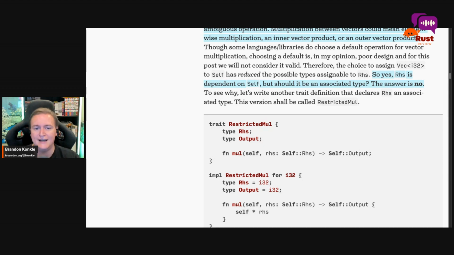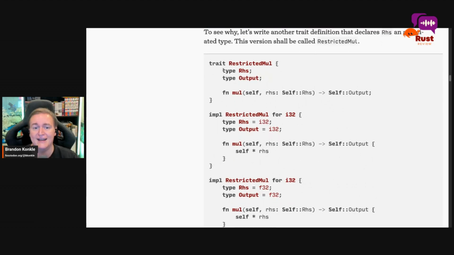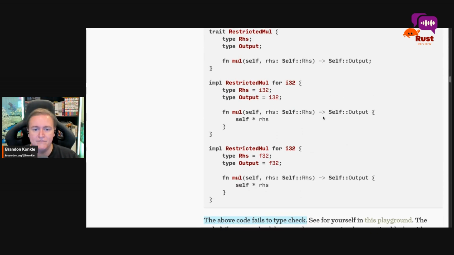Our right-hand side doesn't map to one right answer. It maps to a reduced set of possible answers. And so he says that means that it should not be an associated type. And so he illustrates why by creating a trait that has both right-hand side and output as associated types on it. And he provides a couple of implementations for it.